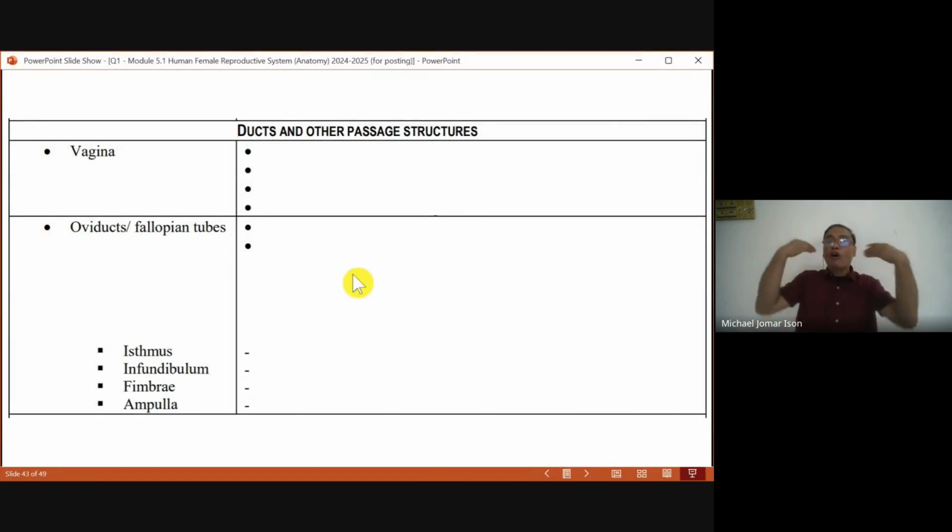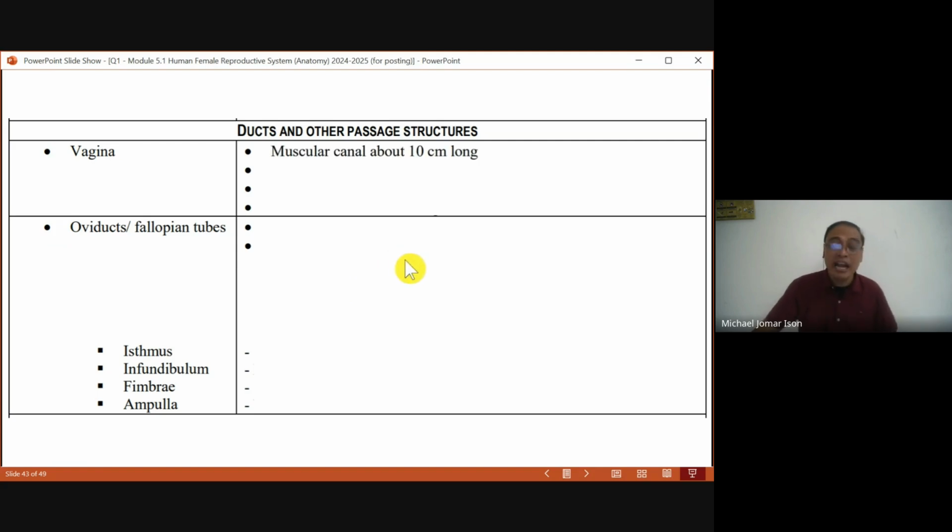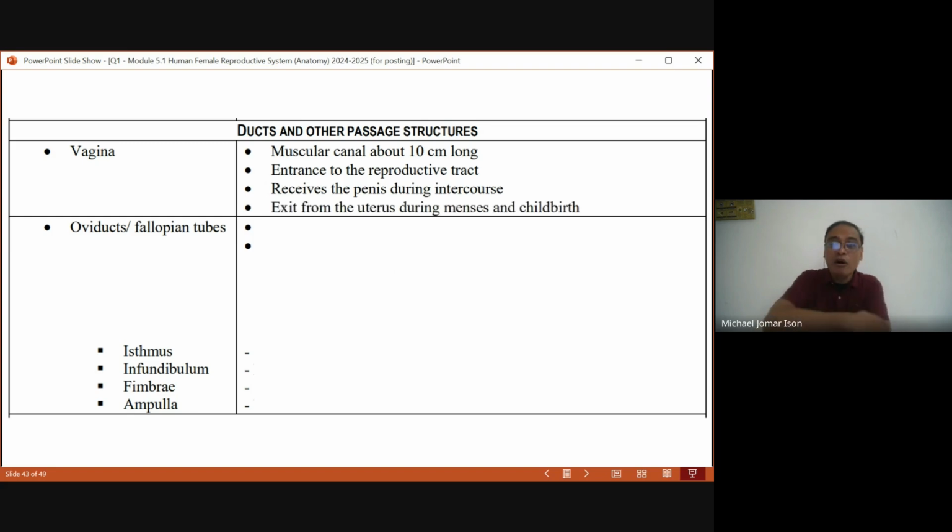So after talking about the ovary, let's talk about the other ducts and passages. So the vagina, again, would be the muscular canal, about 10 centimeters long, the entrance to the reproductive tract, which also receives the penis during sexual reproduction, and is also the exit of the menses and for childbirth. So let's remember three important functions of the vagina. Number one is exit of the menses and for childbirth, and also receiving the penis during sexual reproduction. So that's it for the vagina.